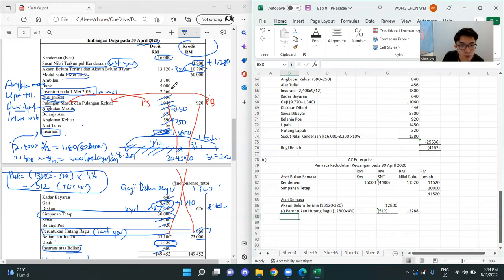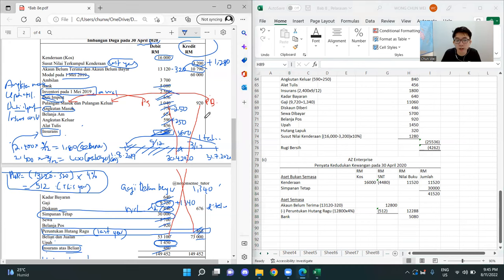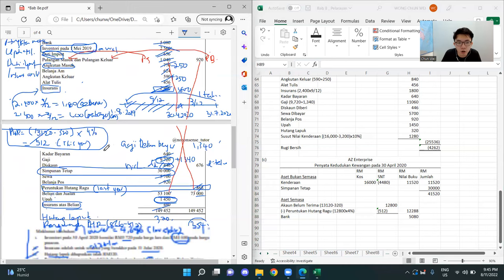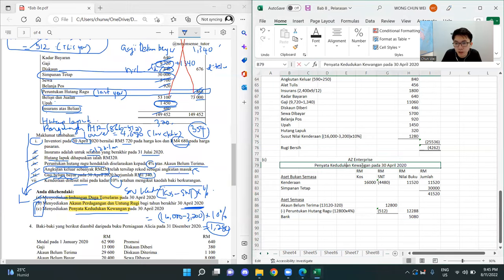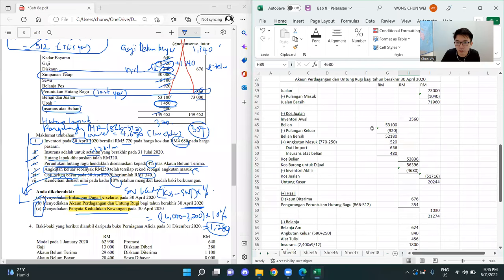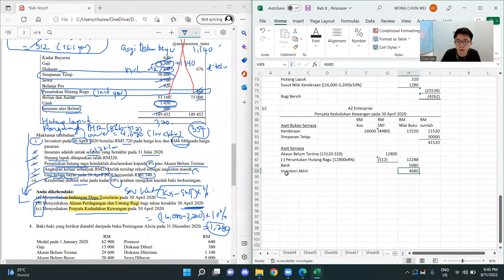So after your ABT, what else? Your bank. So your bank, you just show, you put it in the middle column, 5,080. Inventory. So when you see inventory, we don't take this one. We take what? Inventory. Can you see now? The inventory is on 1st May 2019. The inventory that we want is on the 30th April. Why is it on the 30th? Because we're doing the account for 30th April. Can you see the date? That's why we want the inventory RQ. I don't want the inventory AWAL. So inventory RQ, 4,680. That is the same. The inventory RQ here is the same as the one in your account Perdagangan. Inventory RQ, 4,680. There must be the same. 4,680.